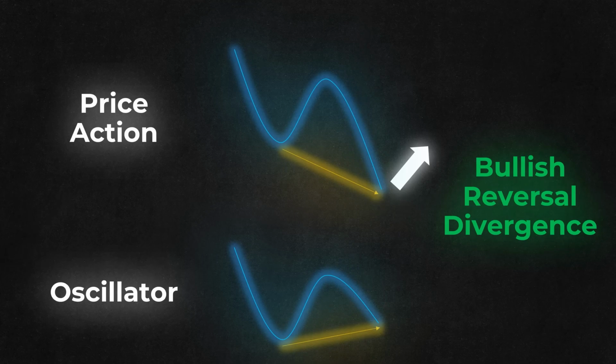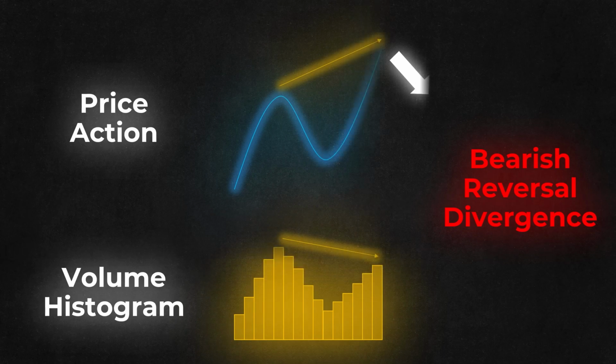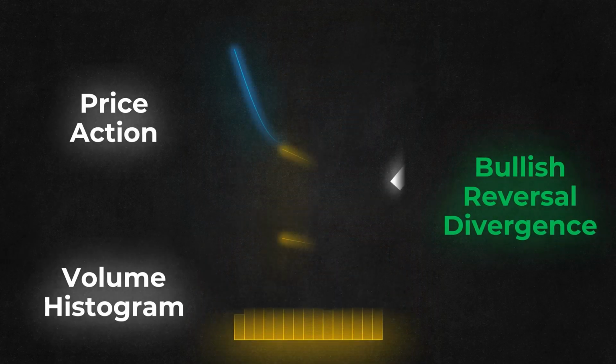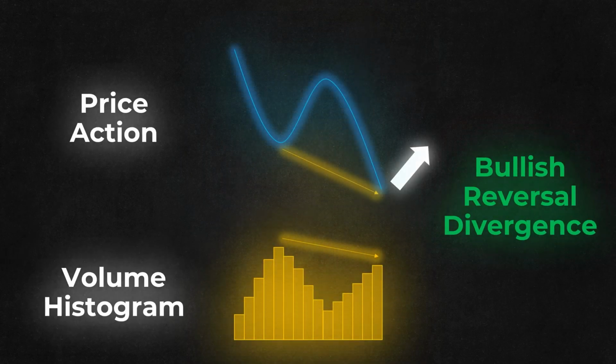Volume divergence is also a powerful tool, and it can be seen in different types of volume indicators. The most common type is volume divergence through the simple volume histogram. In an uptrend, volume divergence occurs when price creates higher highs and the histogram creates lower highs. In a downtrend, volume divergence occurs when price creates lower lows and the histogram creates lower highs.